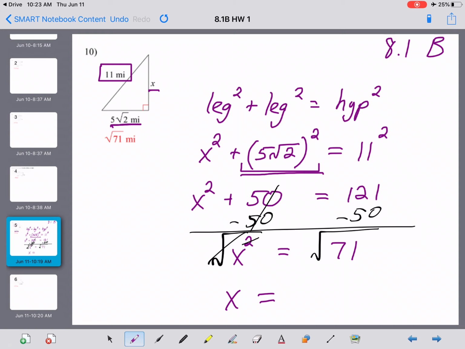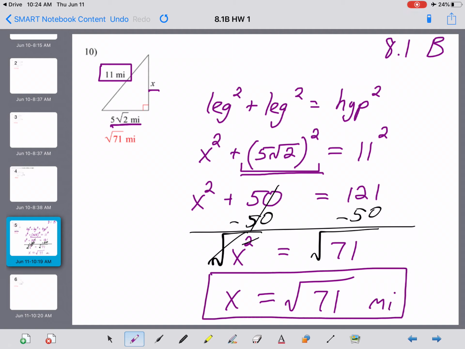And now, when it comes to simplifying this radical, you've got good news, everybody. This should be music to your ears. 71 is a prime number. There's not a single factor that goes into 71 evenly other than 1 and itself. So that means there's no perfect square factors that go into it, so you're done. X is equal to the square root of 71. We had units here, so we're going to put miles, and that's what the answer is, as precisely as we can write it. X is the square root of 71.